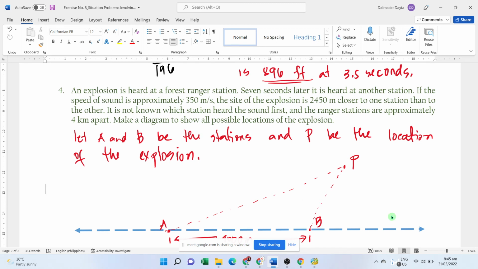350 meters per second times 7 seconds. The seconds cancel. 350 times 7: 5 times 7, 35. 7 times 3, 21. So 2,450 meters. So that is what he mentioned.